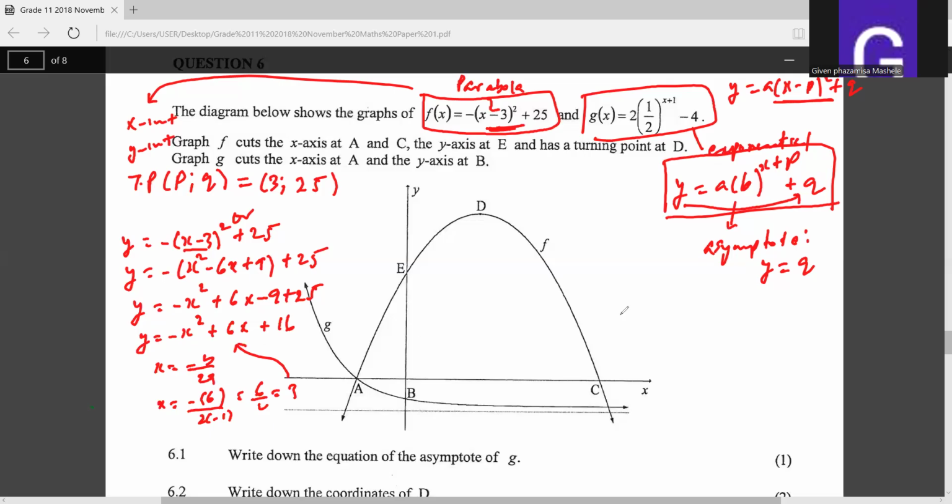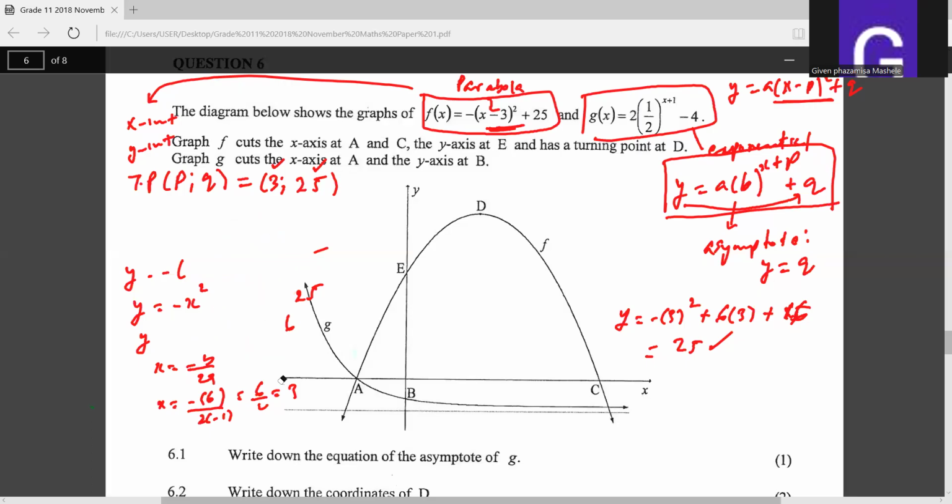If we want to confirm, it would be negative into 3 squared plus 6 into 3 plus, I'm saying, not 25, 16. Plus 16, so it will give us 25. So you can see that when x is 3, y is also 25. But there's no need to do this. I'm just saying in case, when you're given this, then you can also do it.